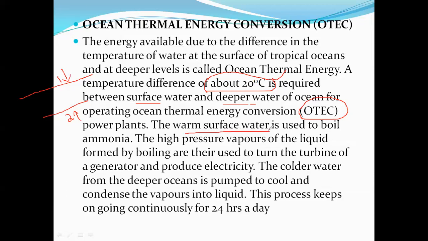Now we are collecting the warm water, and this warm water collected through the OTEC technique is converted into steam, and the steam acts with pressure on the turbine. The ocean thermal energy is converted into mechanical energy, and the mechanical energy is converted into electrical energy. Simple. Let me show the diagrams.